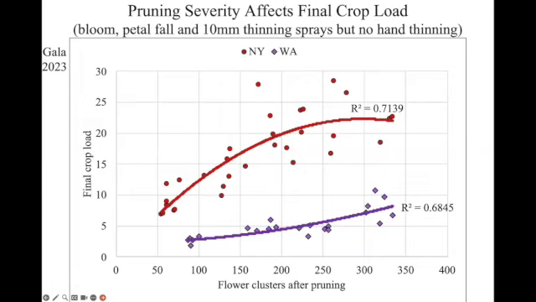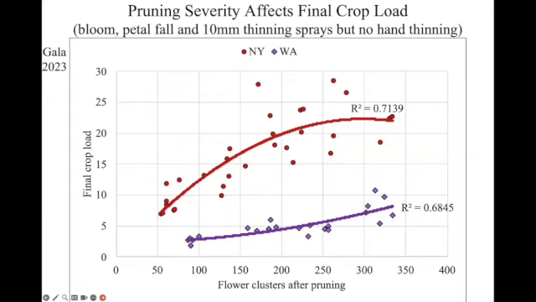Now, we estimated that these trees should have somewhere around 150 fruits, so that in New York, we should have pruned somewhere closer to 150 flower buds to get that. And a tree that had no pruning or minimal pruning would have had way more than that. It would have had a crop load of around 20.